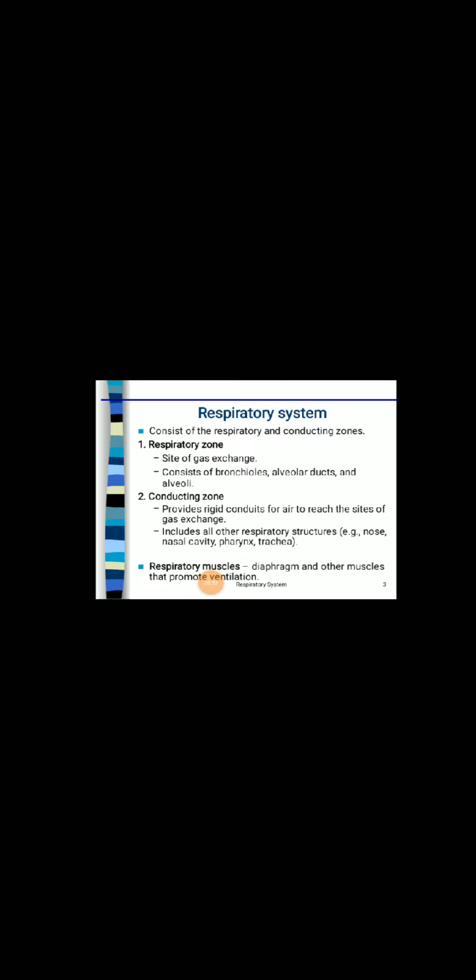The respiratory system is divided into two zones. The first one is the conducting zone, and the other is the respiratory zone. As the name shows, the conducting zone is the airway which conducts the gases. It includes the nose, nasal cavity, pharynx and trachea. The respiratory zone is the area of the respiratory system where gas exchange takes place. It includes bronchioles, alveolar ducts and alveoli. The muscles of the respiratory system include the diaphragm, which promotes ventilation.